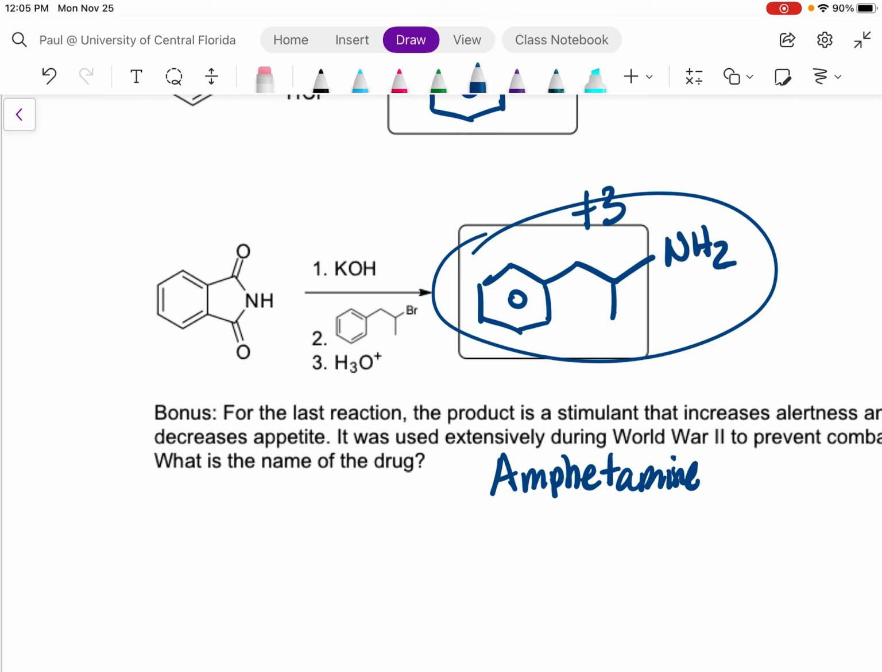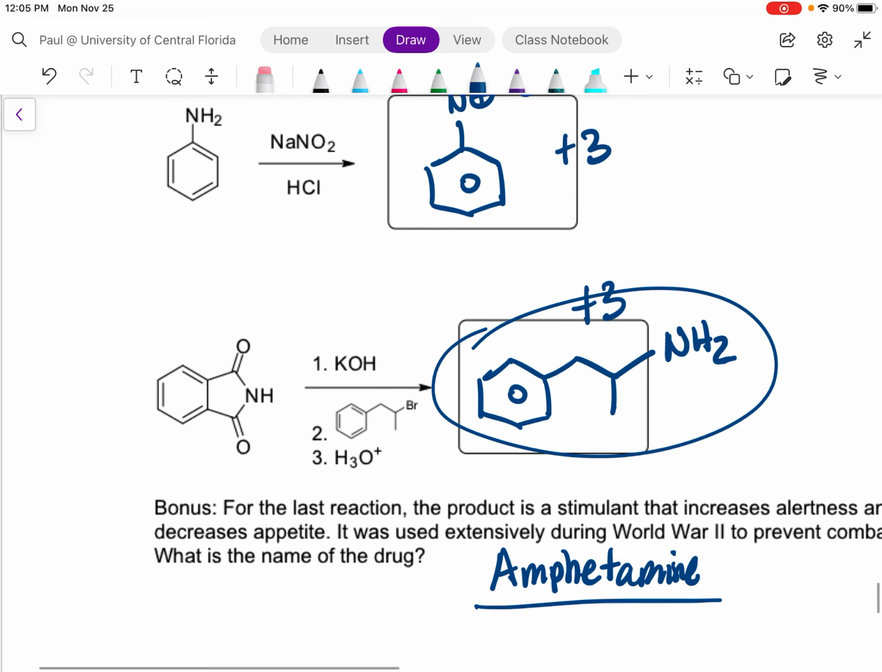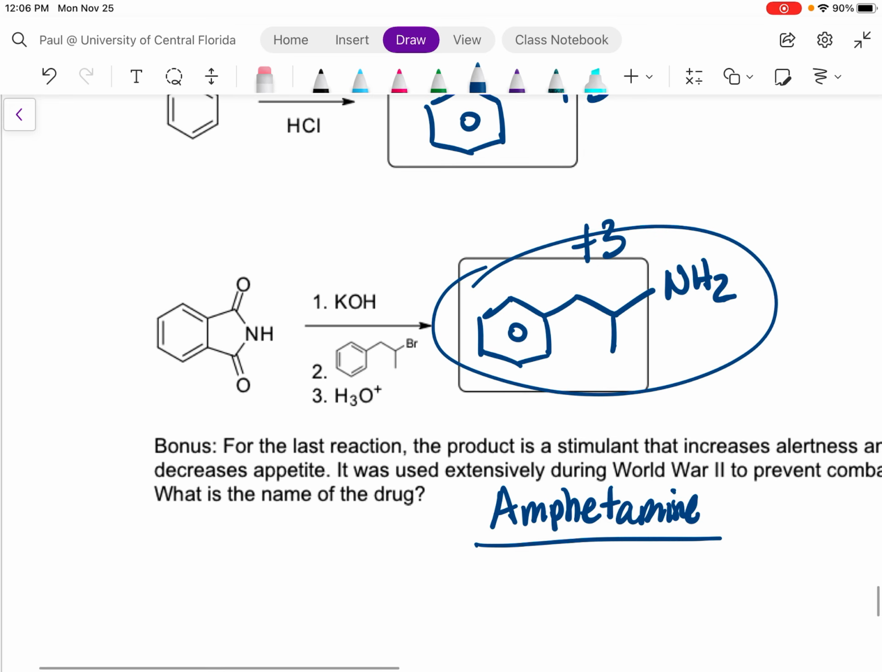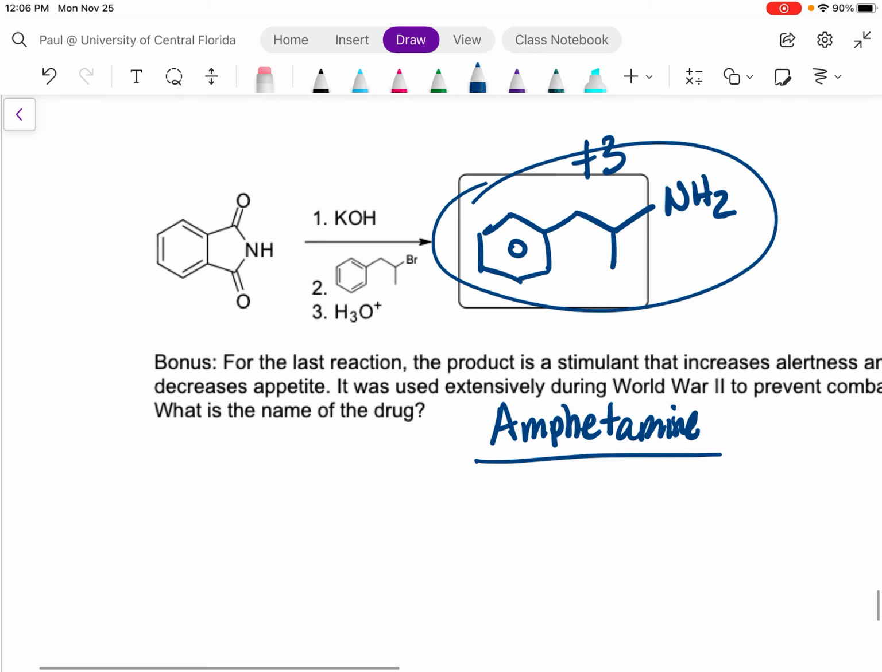So we have amphetamines. Kind of crazy what governments do to soldiers and to people. Tested interesting or different drugs on people.